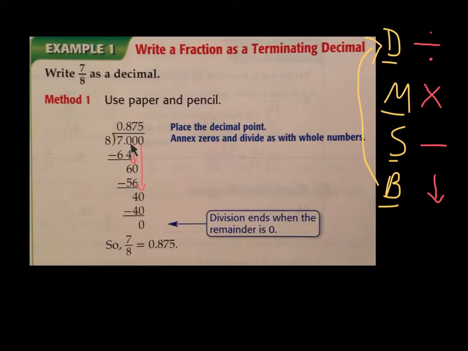Now you can see here that after we've gone through the steps of divide, multiply, subtract, bring down three times, eventually we end up with 0. And so there's no remainder. In that case, this is what we call a terminating decimal. And this is the decimal, 0.875, which would be 875 thousandths, the decimal for 7/8.